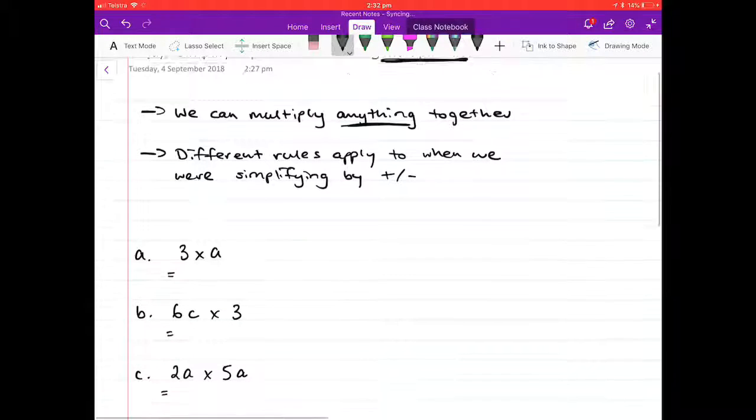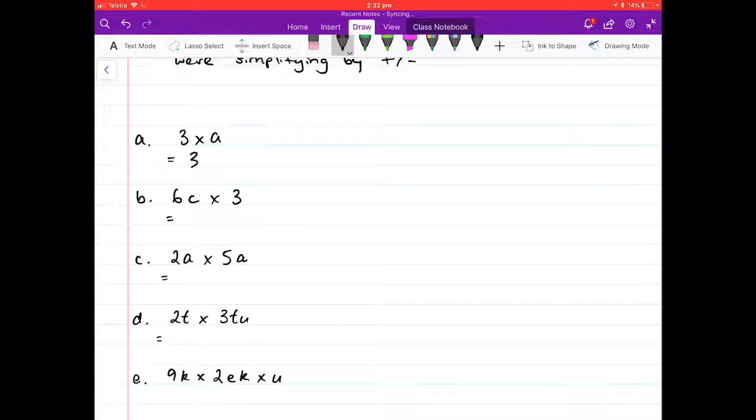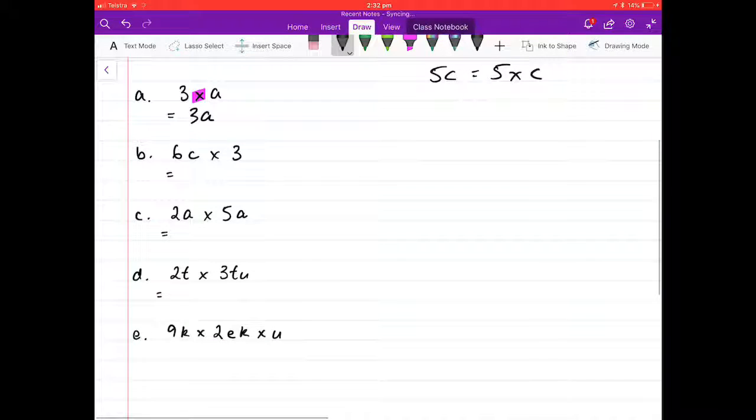All right, looking at the first one, you've come across something like this before, no doubt, and be pretty familiar that 3 times A is just another way of writing 3A, okay? Mathematicians are lazy, we know that, and we like to just get rid of that multiplication sign. So anytime you see 3A or 5C, that automatically means 5 times C.